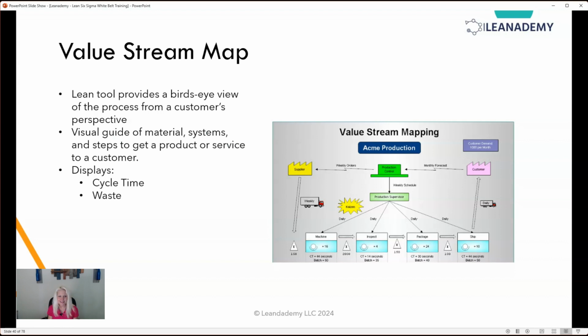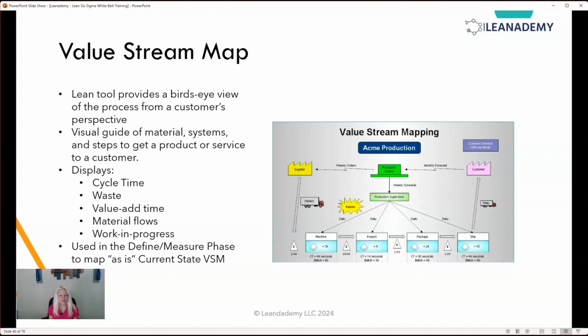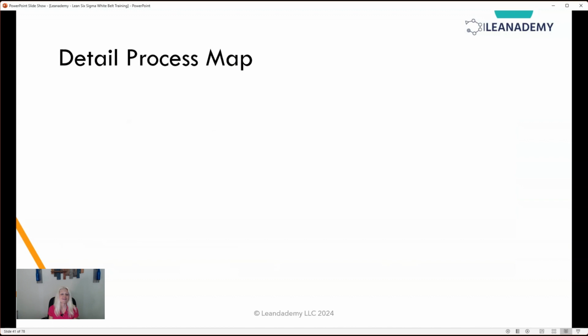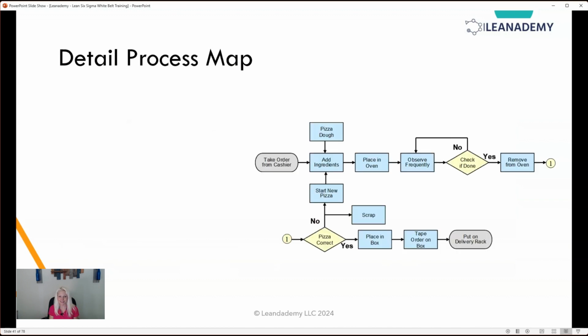It displays cycle time, waste, so think about those lean wastes, value added time, material flows, and any work in progress. It's used during the define and measure phases to map the as-is, current state value stream map. We also use the value stream map within the improve phase: you will walk out of improve with a future state value stream map that will look different from your current state. Now let's get into a detailed process map.